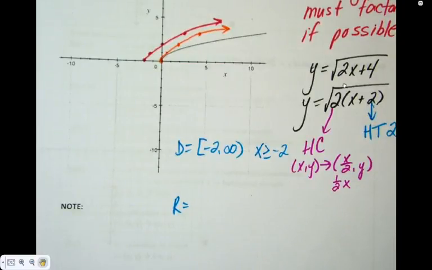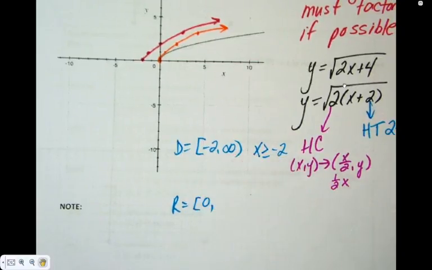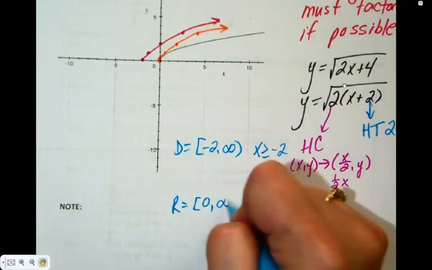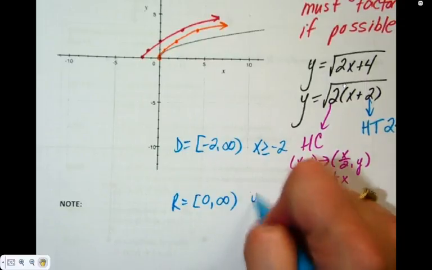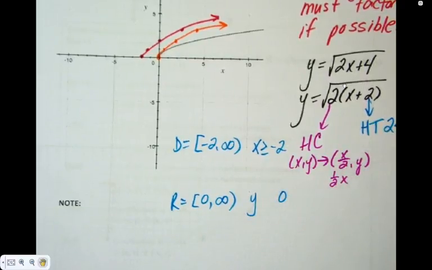Range, look down, then look up. What's the lowest value on the bottom? What's the highest value on the top? If you want to match the other notation, we've got to have y and 0. What would the sign in between be? Greater than or equal to.